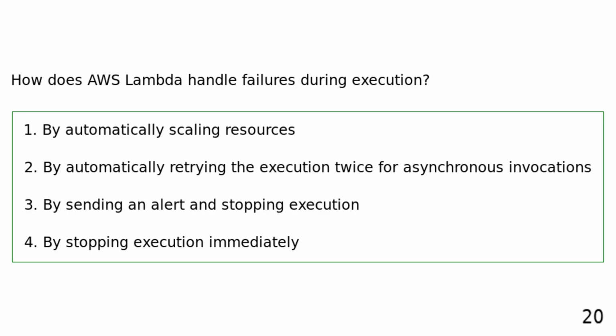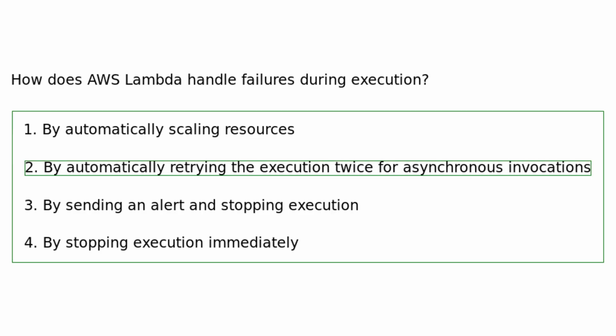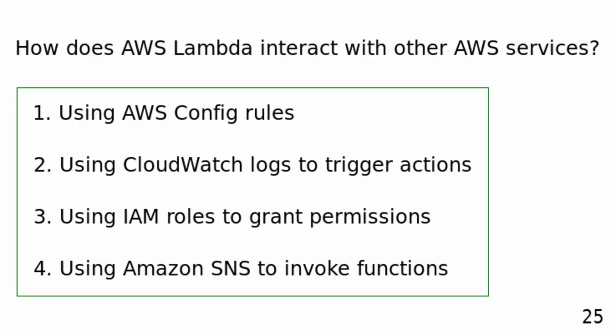By automatically scaling resources. By automatically retrying the execution twice for asynchronous invocations. By sending an alert and stopping execution. By stopping execution immediately. For asynchronous invocations, AWS Lambda automatically retries the execution twice if it fails initially. How does AWS Lambda interact with other AWS services?